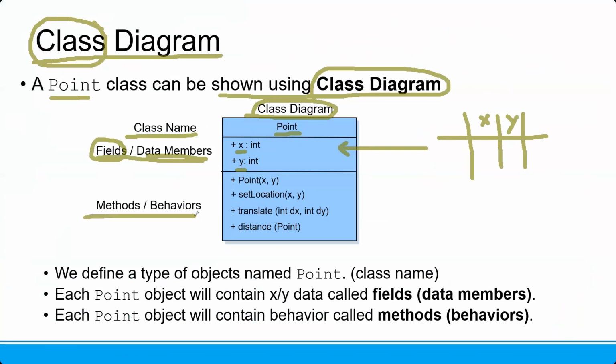The next, we call it methods or behaviors. The behaviors can be anything. We will learn one by one later. For example, this is a constructor. This is to set a point with 2 parameters, X and Y. This is a method, translate, or we call it a behavior of translate, with two parameters. And this is a distance method with one object.